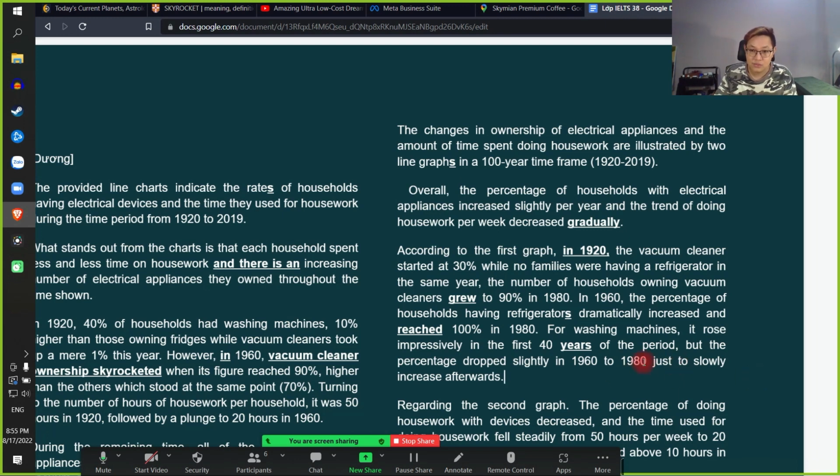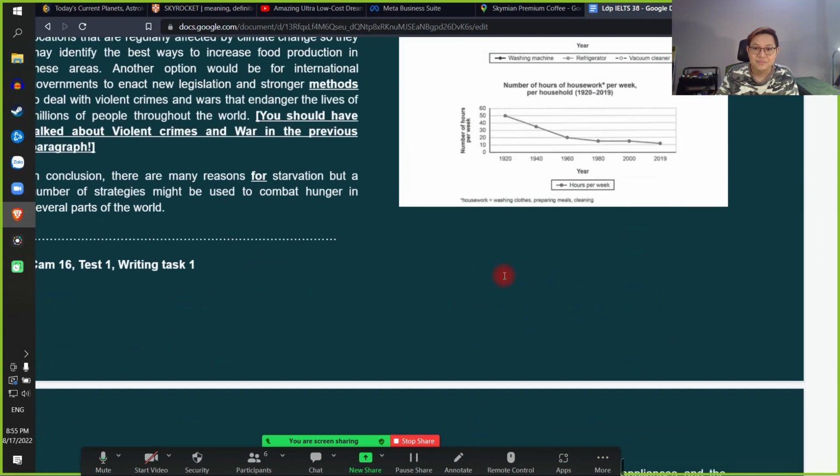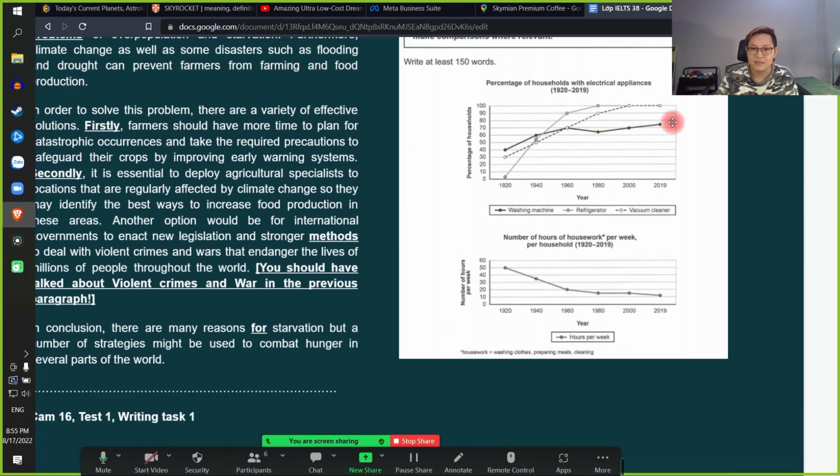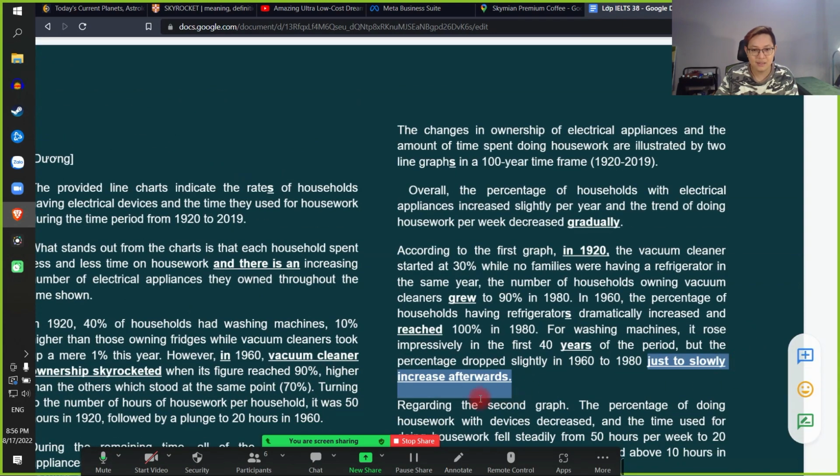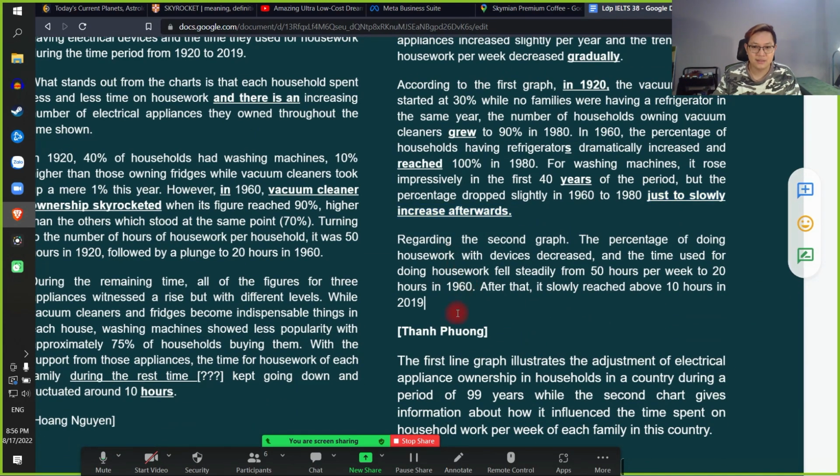Nó cần phải nhiều lời. Just to slowly increase afterwards. You do not need so many words, wordy like that. Chỉ để chậm rãi gia tăng sau đó thôi. Tức là làm sao? It increases slightly. Yes, slowly after that. Nó gia tăng chậm rãi sau đó nè, là sau năm 80 á. Slightly increase afterward, which means after 1980s. Regarding the second graph, chỗ này bị vấn đề nữa nè.